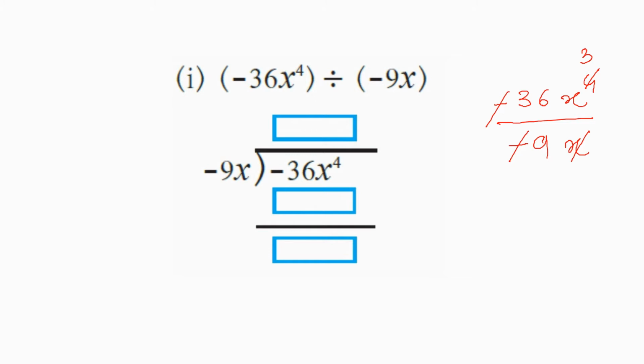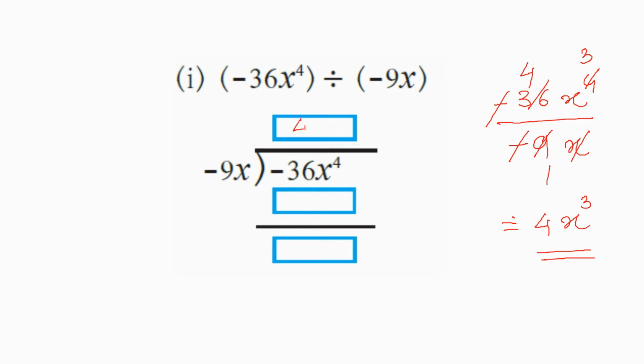And now we also can reduce 36 and 9. So 9 ones are 9 and 9 fours are 36. So we know now our term that remains would be 4x cube, and this would be our quotient. Now using this we can write this in the boxes.